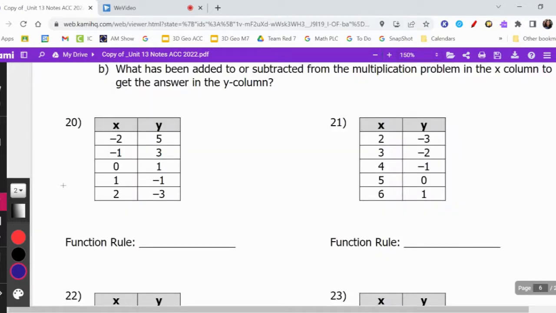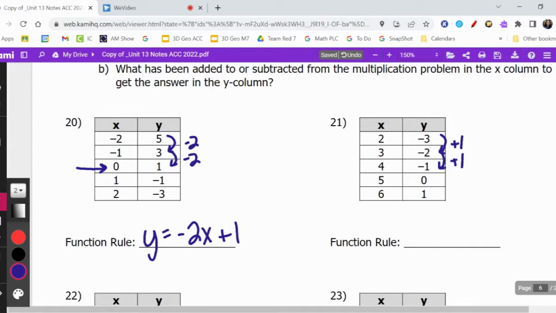All right, you're back. So for this one, everything is going down by 2. So I'm going to say y equals negative 2x. And here's my y-intercept of a positive 1. For this next one, everything's going up by 1, up by 1. So I have y equals x.